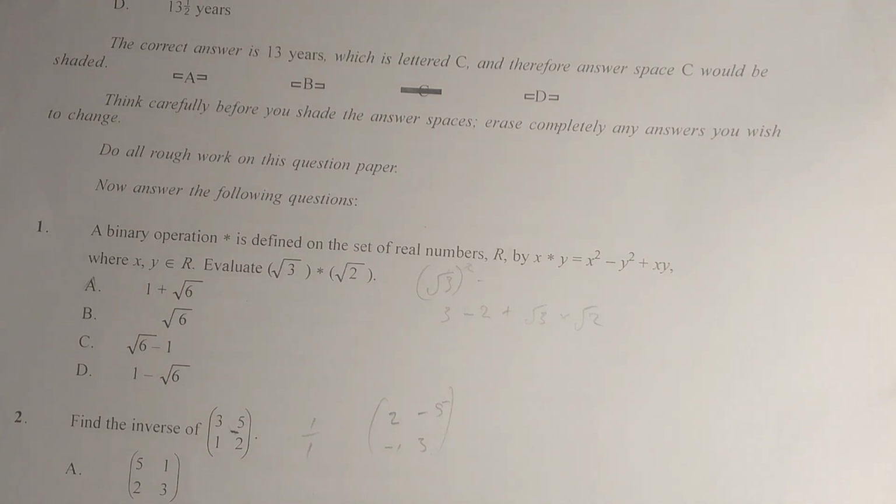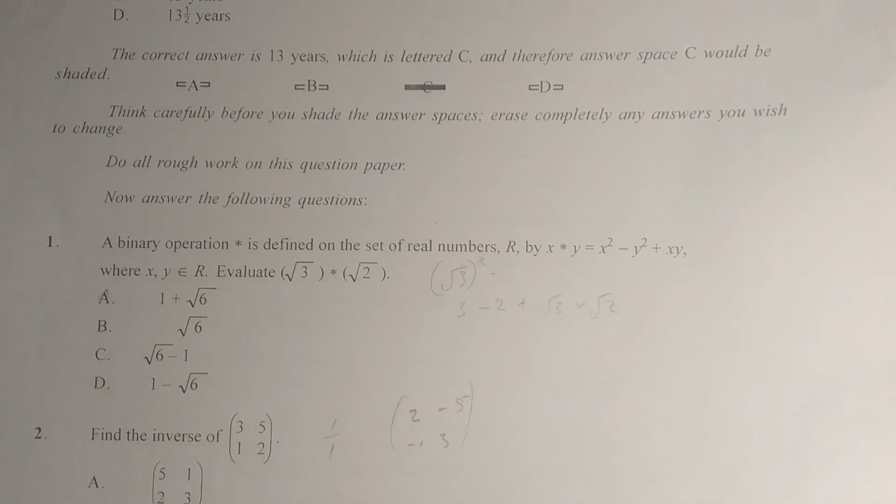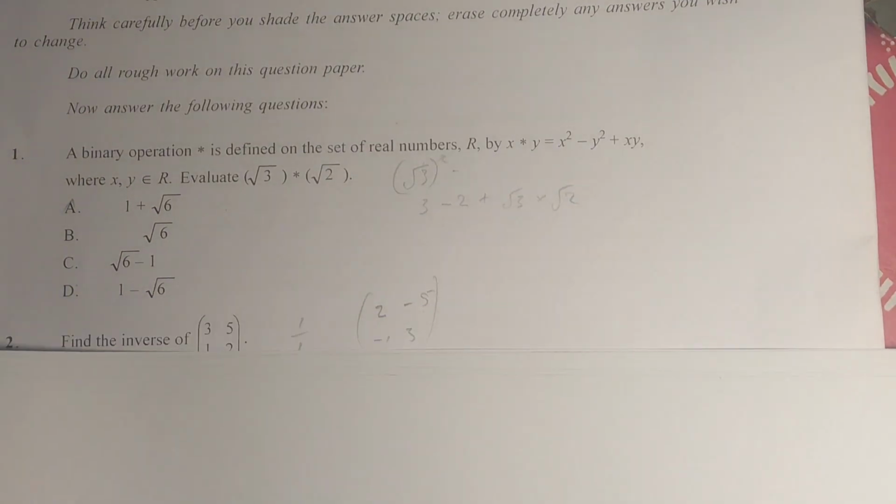A binary operation is defined on the set of real numbers R by x operation y is equal to x squared minus y squared plus xy, where x, y are members of real numbers. Evaluate root 3 operation root 2. The answers are provided down there. Now let's look at how best we can solve the first question.